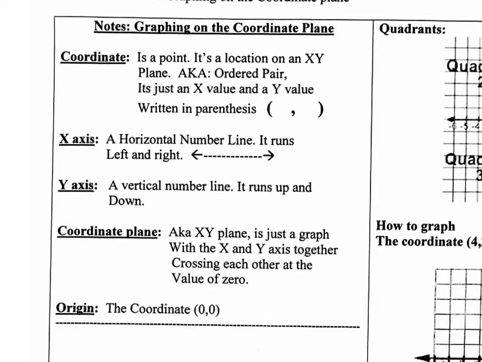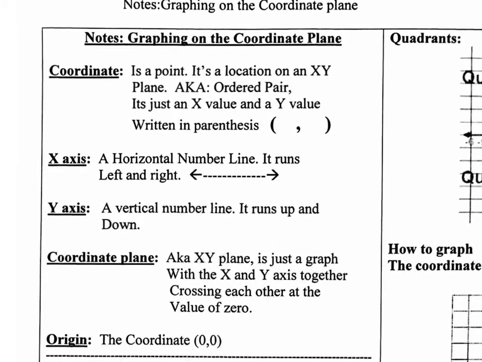This is just a quick review. Same notes, similar notes as yesterday. A coordinate is just a point. It's just a location on the xy plane, also known as an ordered pair. Why? Because it's a pair of numbers that are in order. It's an x value and a y value, and it's written in parentheses with a comma between them.